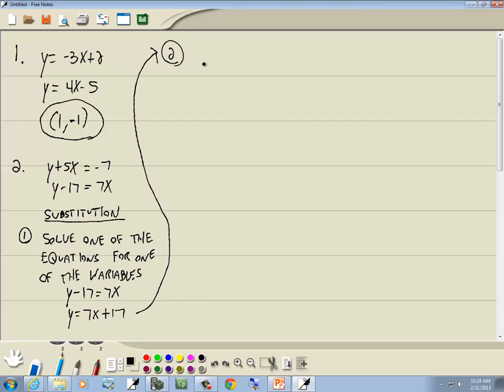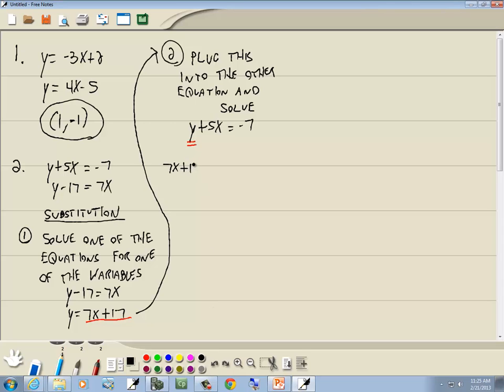And step two, now plug this into the other equation and solve. Plug, substitute, that's where the substitution name comes from. Well, the other equation was y plus 5x is equal to negative 7. Now down here, we just said y was equal to 7x plus 17. So we're going to replace the y in this other equation with 7x plus 17. So we'll have 7x plus 17 plus 5x equals negative 7.